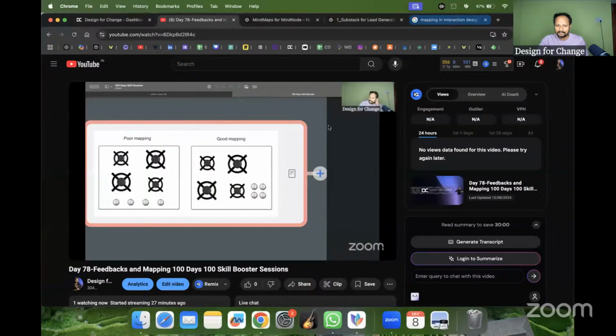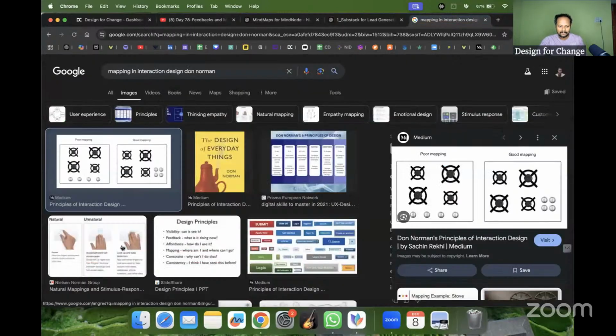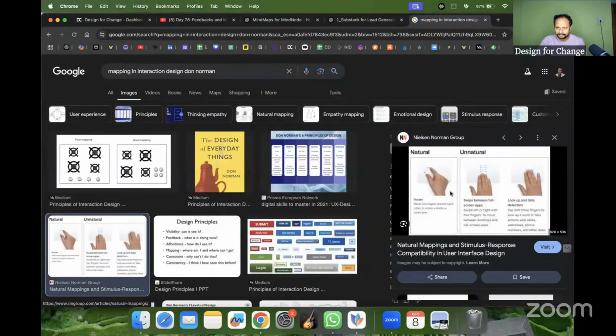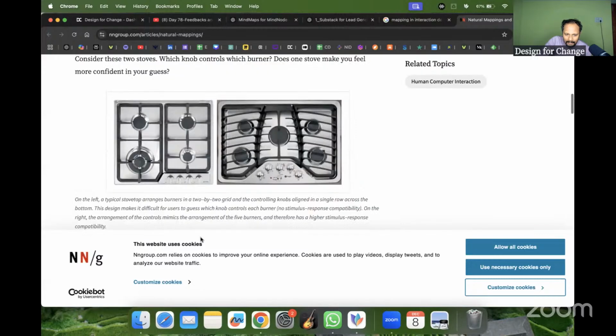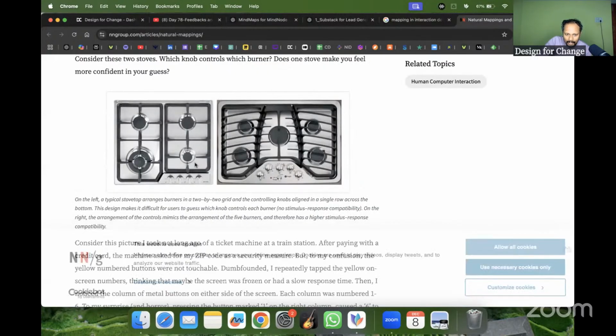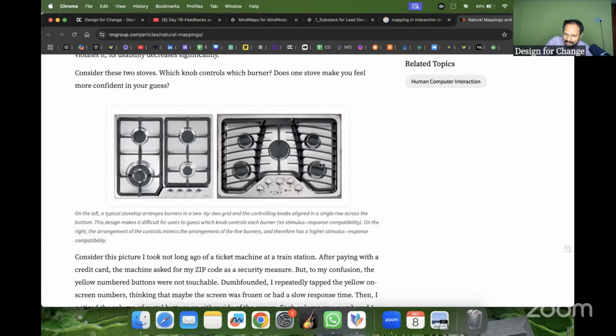Okay, let's see some more examples. Wait, this is a very interesting one. By the way, this is the last interaction principle for you guys. So think about it. I'm going to show you some more examples. This is a good example from Nielsen and Norman. I'm just taking out that example. Look at this example.